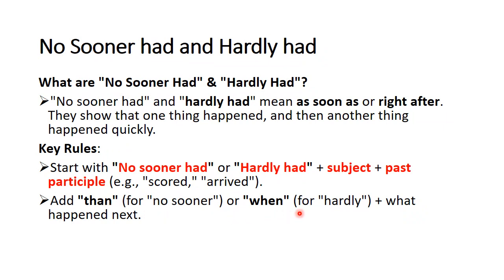Then after that, you have to write what happened next. The first part talks about the thing that happened first. Then after than or when, you have to write what happened next. That's how to use no sooner had and hardly had.